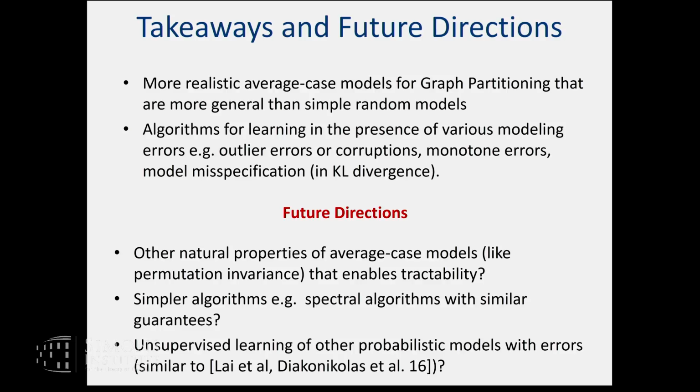One way I like to think about the model is to say that you get good guarantees as long as your average case model satisfies this property. It's not focused on a particular average case model. It works for any average case model that satisfies this symmetry property of permutation invariance. It'll be nice to identify other natural properties of average case distributions that allow you to get much better guarantees. And it'll also be nice to get these kinds of robust learning guarantees for various other probabilistic models for graph clustering and so on.